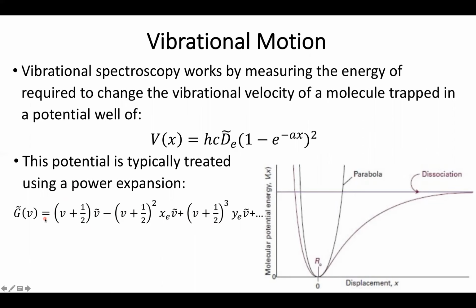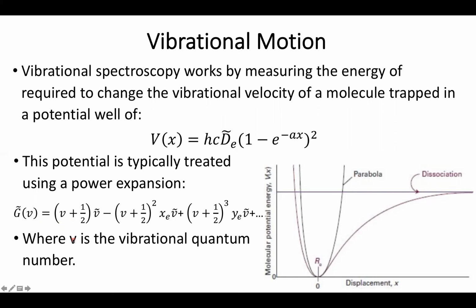Now, again, we're going to be working with a potential well in terms of wave numbers because we're mostly going to be interested in spectroscopic techniques. So we want to care about how far apart these systems are in wave numbers because that's how we tend to measure the light.